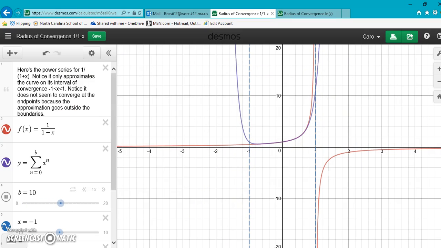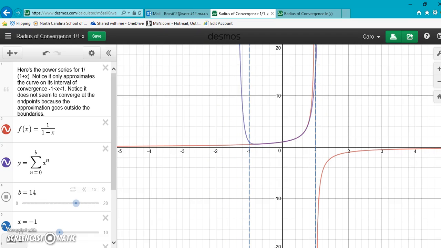So if I hit play here, as I add more terms, first of all, our polynomial gets very, very close to our function, but it only gets very, very close to it within this interval. It'll never get close to it here. It'll never get close to it here. So for the interval of convergence, you have to be within these x values to get a good approximation. Anything outside is going to be a horrible approximation, especially over here.